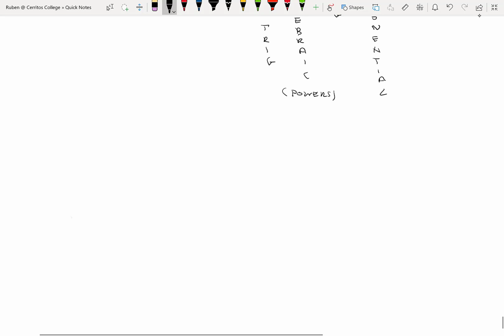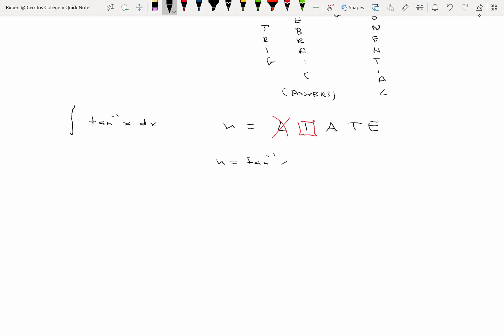Okay, so the integral of the inverse tangent of x. So we have our device, LIATE. Let's do it. We ask ourselves, are there any log functions? Nope. Cross out L. Are there any inverse trig functions? Yes. There's an inverse tangent. So I'm going to let u equal the inverse trig function. We don't use the rest of LIATE now. Then dv equals the rest. The only thing left is dx.